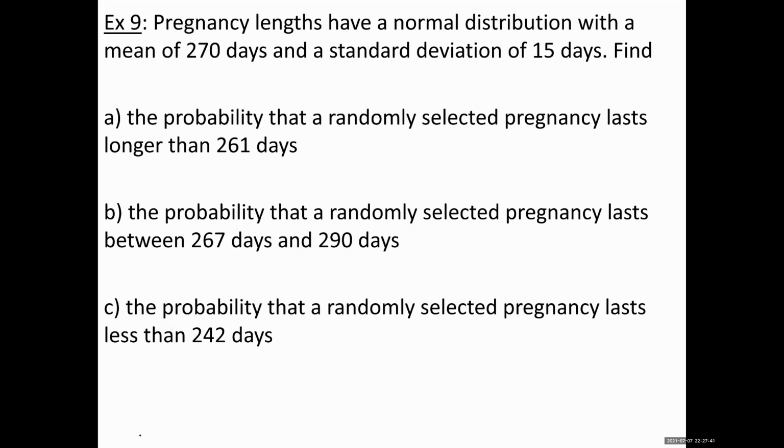Let's go read what it says. Pregnancy lengths have a normal distribution with a mean of 270 days and a standard deviation of 15 days. Okay, it says normal distribution. It has to say that to do the stuff that we're learning today, the Z transformation stuff, using the Z table, all that stuff.